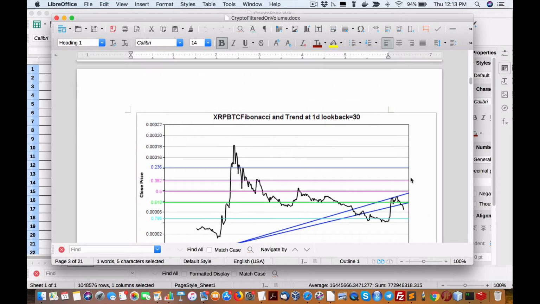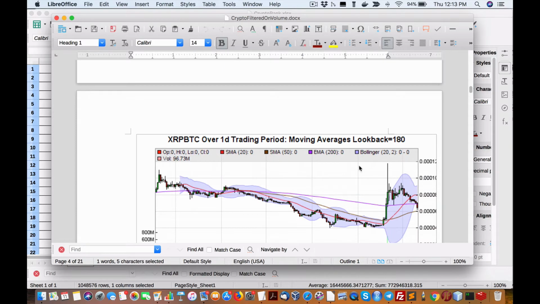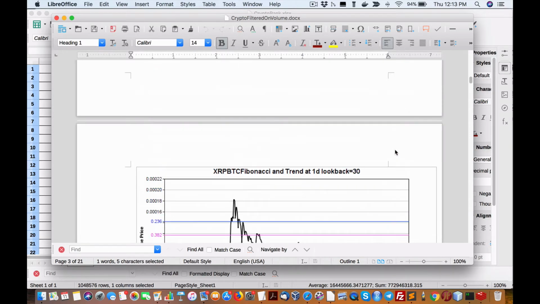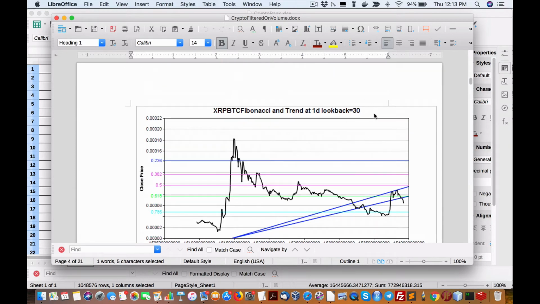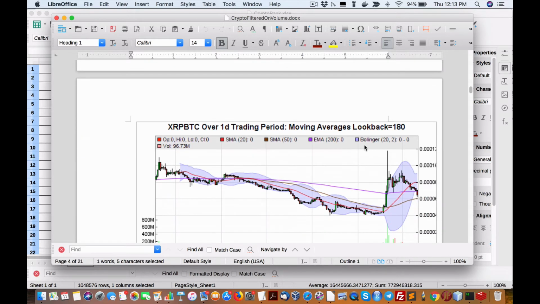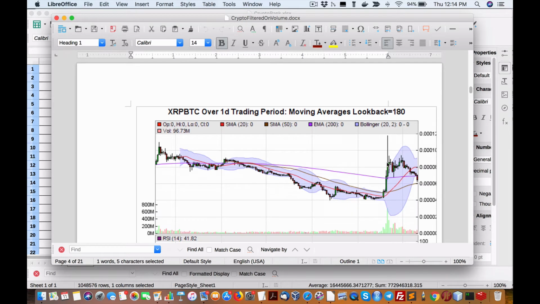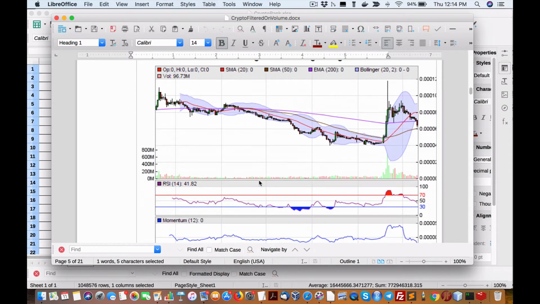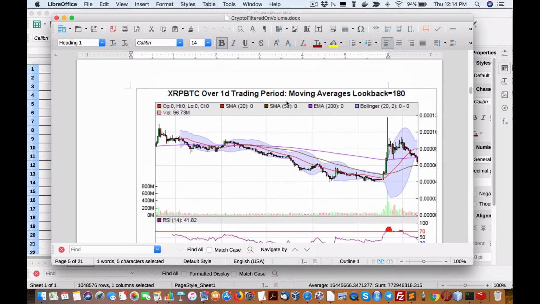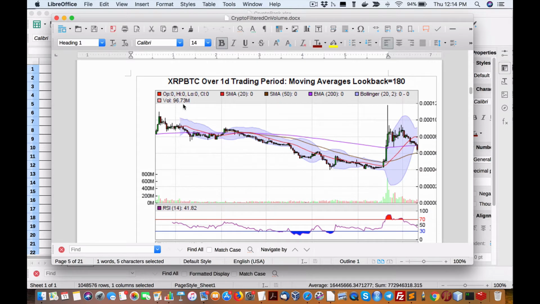So we are now looking at the moving averages. Again, the look back I use is very important. These are days. Look back is like a rolling window, and it's 180 days. This is a 6-month chart. You can see here we are again using the SMAs, really important. Again, what pros use: SMA 20 days, 50 days, and the 200, and the Bollinger Bands are in there as well. So here's the measurement of the volume.